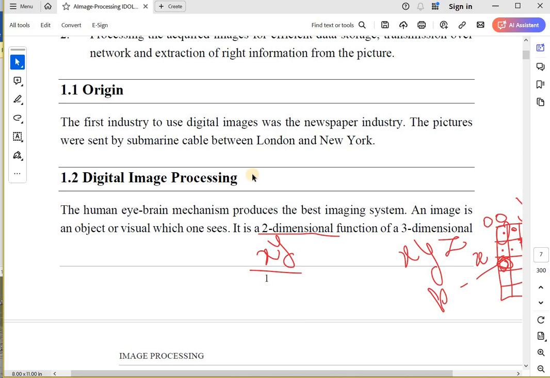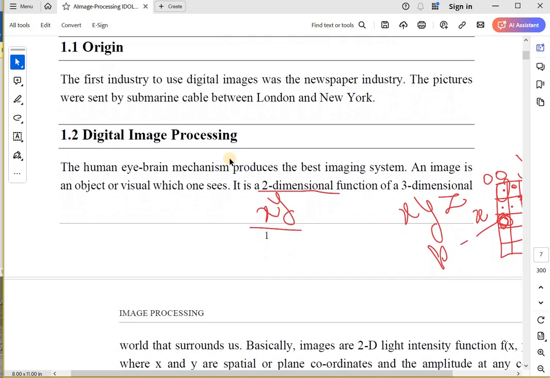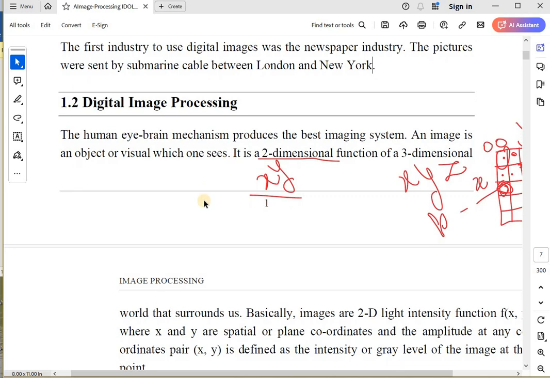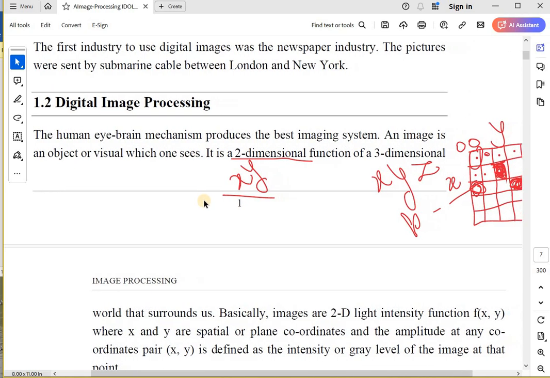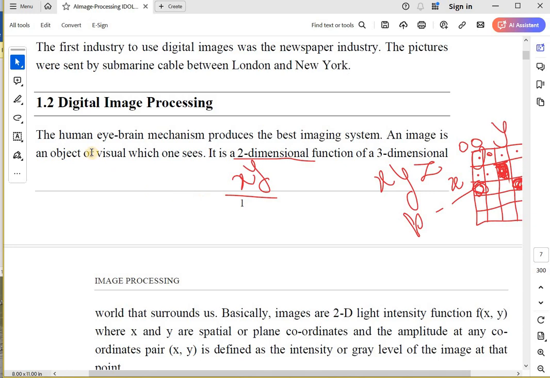Basically, the first industry to use digital images was the newspaper industry, and the images which were to be printed or to be used were sent by the submarine cable between these two cities, that is London and New York. So this is just a fact for you to know. The very important concepts that you should know from now onwards are these.